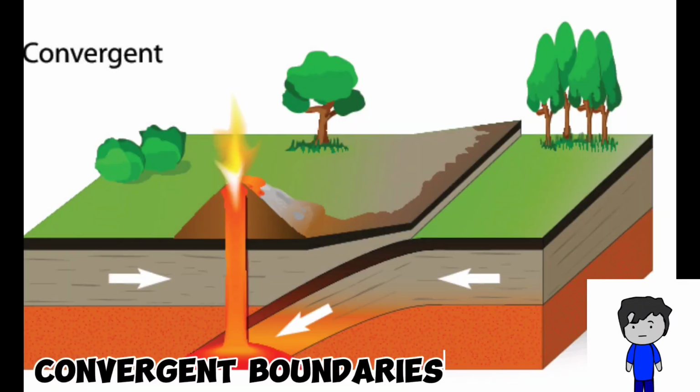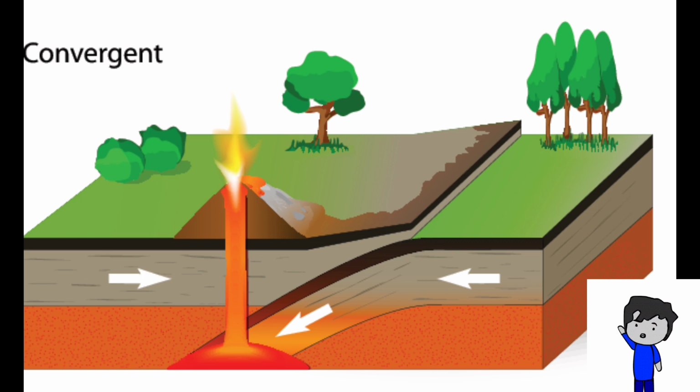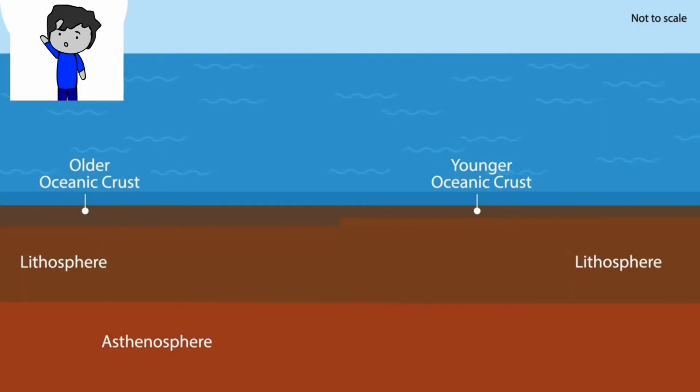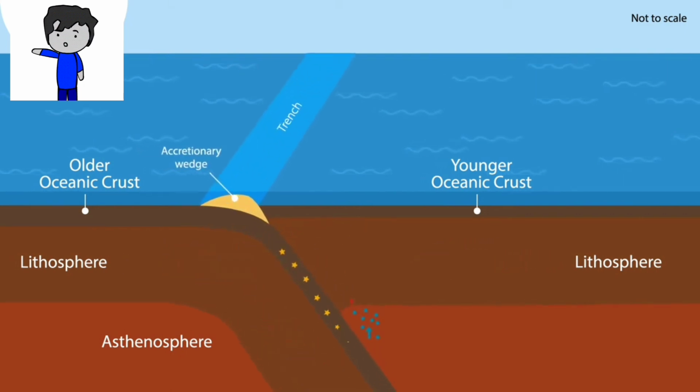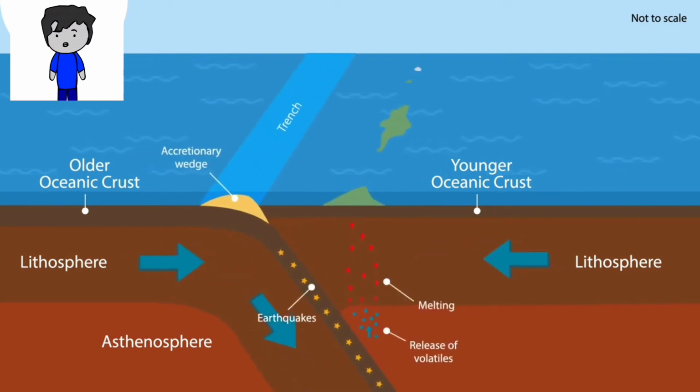Convergent boundaries. At convergent boundaries, two tectonic plates move towards each other. One plate may be forced beneath the other in a process called subduction. The intense pressure and friction at these boundaries can cause rocks to deform and accumulate stress. Eventually, the stress becomes too great and the rocks break along a fault line, causing an earthquake.